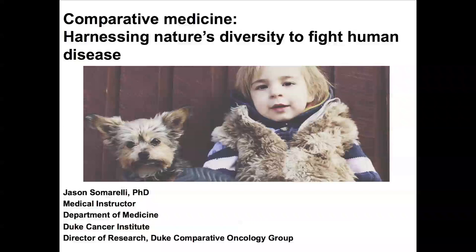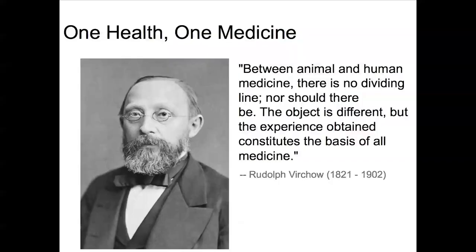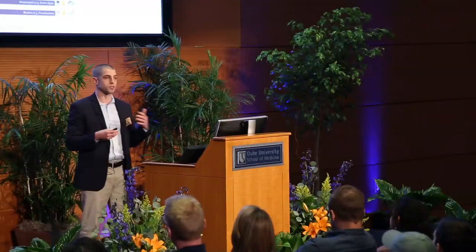I'm a cancer biologist, and the vast majority of my colleagues view cancer solely through the lens of the human condition. And my argument is always to them, and the same to you, you're missing a lot of important information by ignoring the rest of our diversity. And this idea of comparative medicine or one medicine really started with Rudolf Virchow, Rudy for short. And he said, between animal and human medicine, there is no dividing line. The object is different, but the experience obtained constitutes the basis of all medicine. And he was actually more right than he knew at the time. He was a pathologist, so he saw these similarities between human and animal pathology.